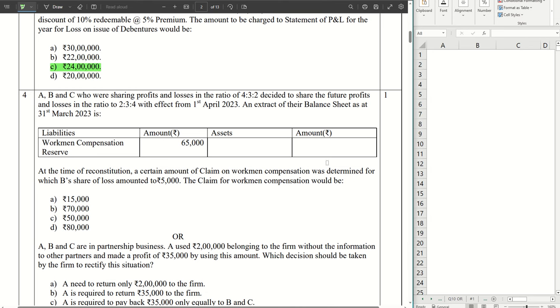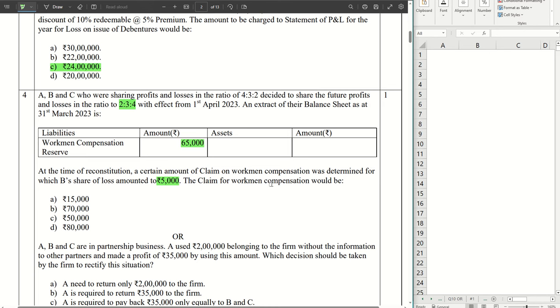Now, very clear. That means the claim amount was bigger than the reserve amount. That's why this has resulted in a loss of 5,000. So for B, the share of loss was 5,000. That means the entire loss amount, we'll just use the unitary method. B's share is 3 by 9 here. So the total loss is 5,000 into 9 by 3, which is 15,000, right? The total loss amount is 15,000.